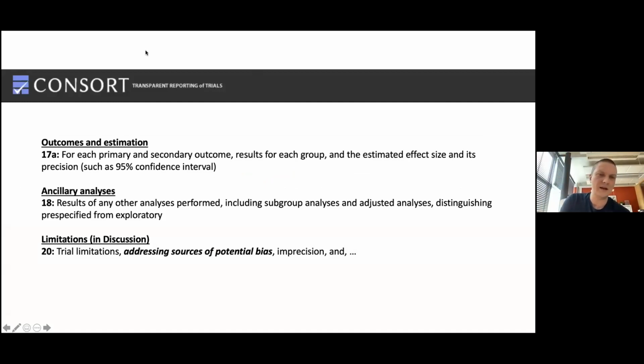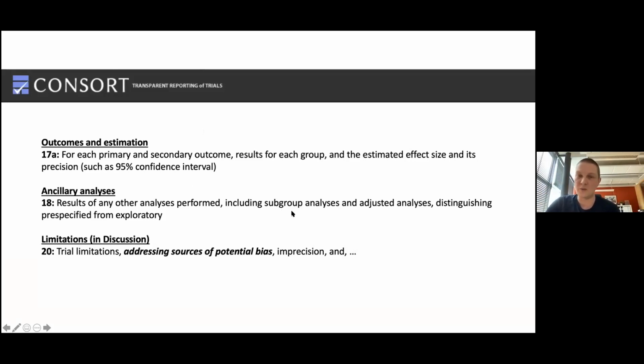In the CONSORT checklist, which many of us use to report our trials, there are many points. I can't remember how many checkpoints there are, but what strikes me is that in the part that has to do with analysis, they mention that you should report your primary and secondary outcome, results for each group, estimated effect sizes.